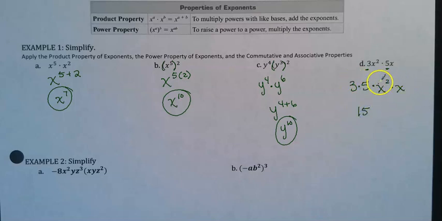And then if we're looking here at x squared times x, okay, we have like bases. This is that product property. We have like bases, so we add the exponents. Notice we don't write an exponent for x, but we should know that it's 1. So this is going to be times x to the 2 plus 1 power. So this is going to be 15x to the 3rd, is simplified.